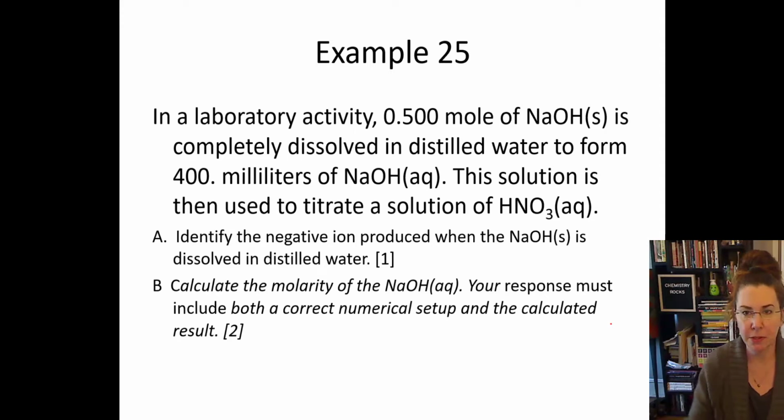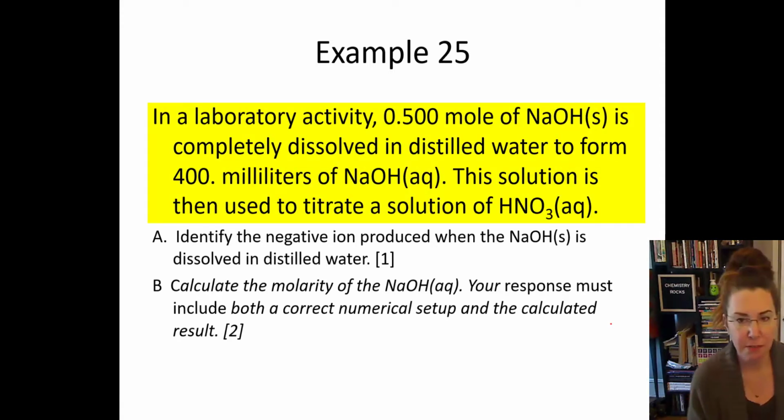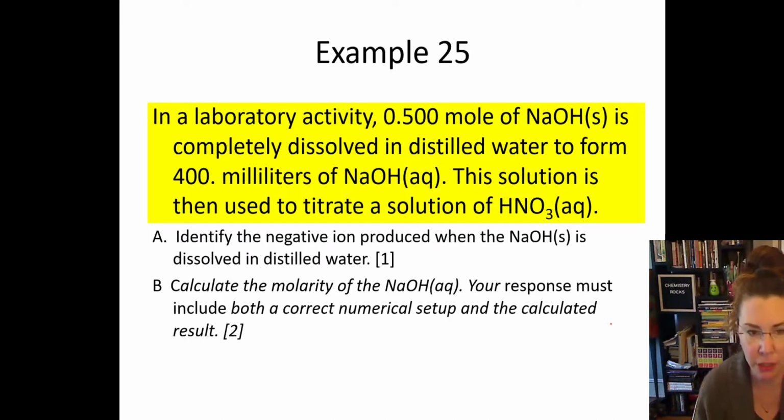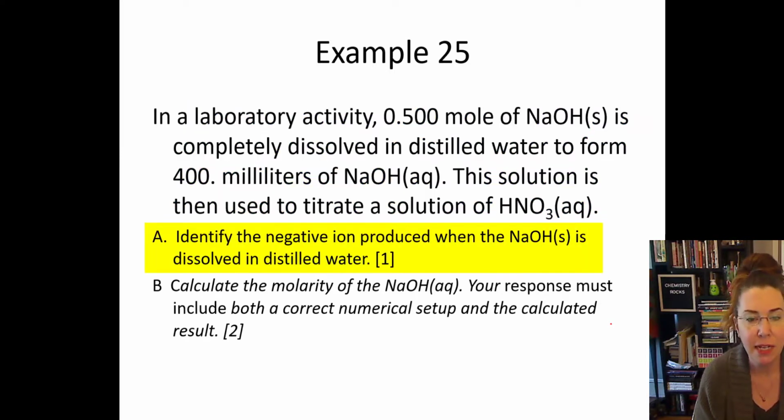Let's look at example 25. In a laboratory activity, 0.5 moles of sodium hydroxide is completely dissolved in distilled water to form 400 milliliters of sodium hydroxide. This solution is then used to titrate a solution of ammonium nitrate. Identify the negative ion produced when the sodium hydroxide is dissolved in the distilled water. Okay, you got this one. Give it a shot. Absolutely right. That would be hydroxide, negative hydroxide ions.